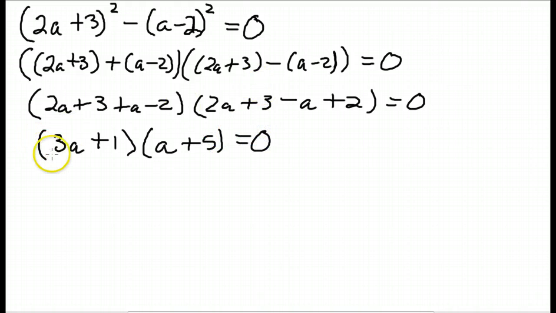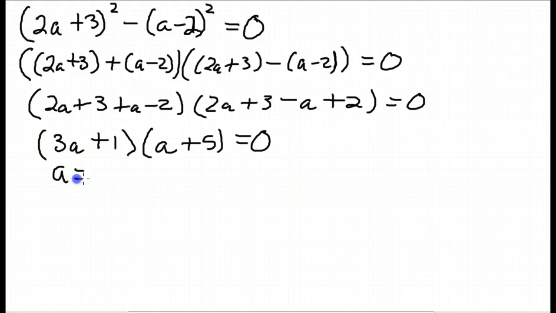Now, I cannot check this by expanding it back out, right? Getting 3a squared plus 16a plus 5, because I have nothing to look at here that's in that form without actually expanding this. So here's what we'll do. Let's solve this.